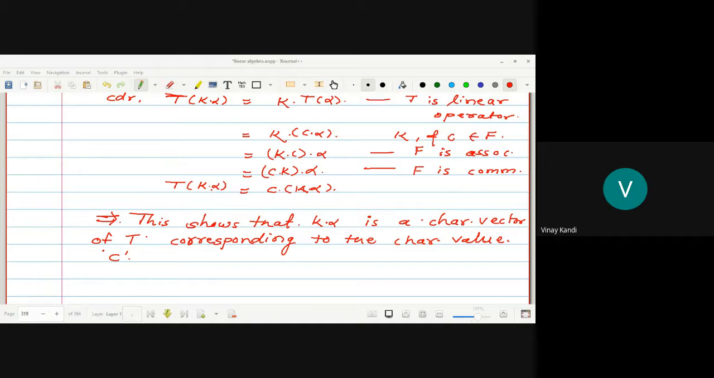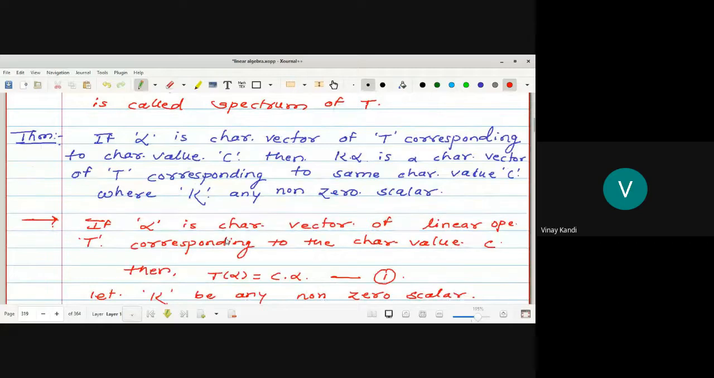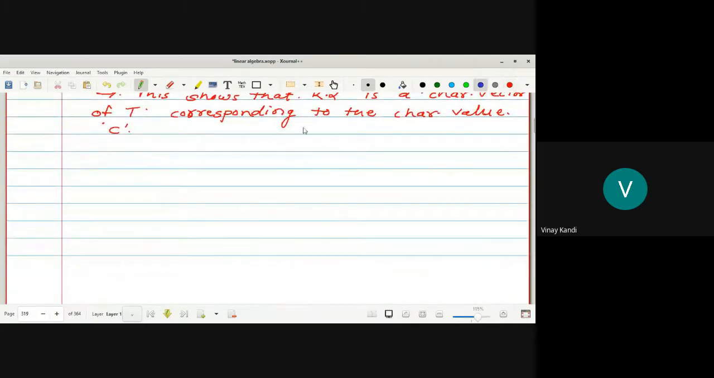What is the theorem? If alpha is the characteristic vector of T corresponding to the characteristic value C, then K alpha is a characteristic vector of T corresponding to the same characteristic value C, where K is any non-zero scalar. Okay, so one note is there. Look at that note.